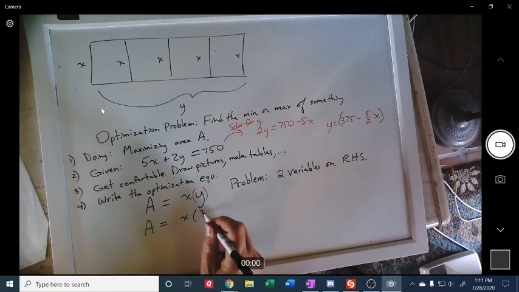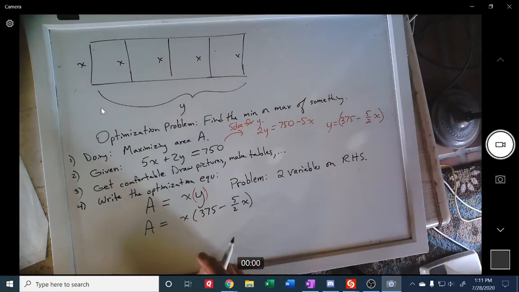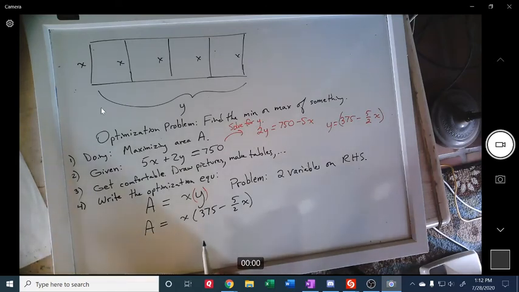A equals x times (375 minus 5 halves x). Now, what I think is going to happen here is I think the answer I'm going to get is going to be that x is 75, because that reasoning seemed pretty solid. But how do I get to x is 75 from this kind of crazy equation right here? Well, let's multiply it out.